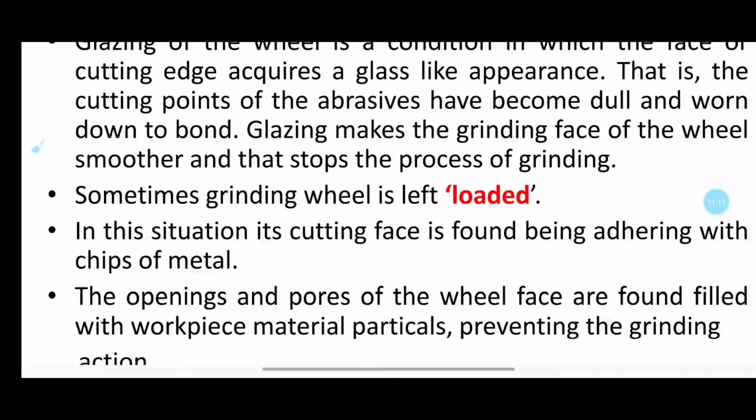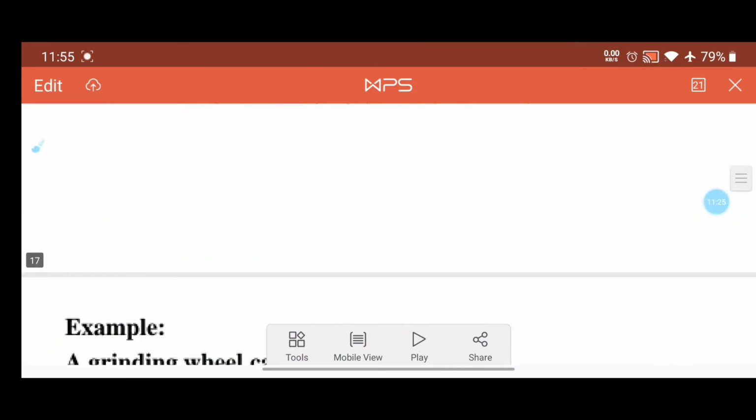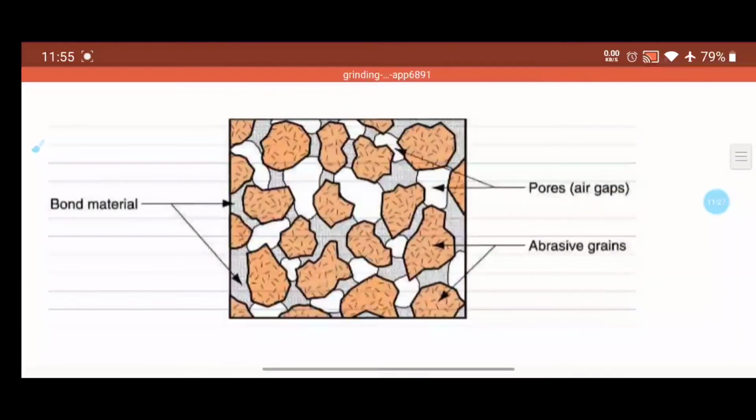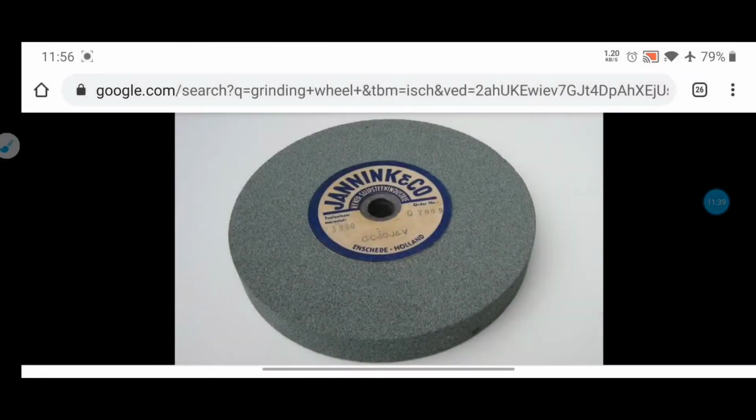Next one is that the grinding wheel is left loaded. In this situation, its cutting face is found adhering with chips of metal. The openings and the pores of the wheel faces are found filled with workpiece material. As I said, I will show the photo of this. These are the pores area, right? Let me show you the picture of this grinding wheel.